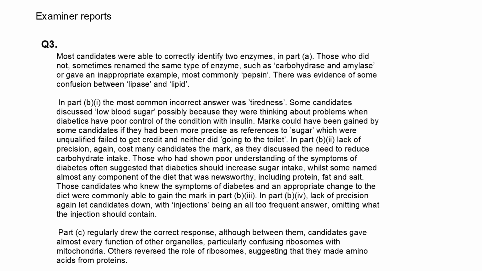In part B4, lack of precision again let candidates down, with injections being an all too frequent answer. Injection is far too vague, omitting what the injection should contain. So, whenever you think about injection, don't just write injection. It could be a vaccination that can be given by injection. It could be insulin, which is given by injection. It could be a drug that is given by injection. So think specifically about what it is.